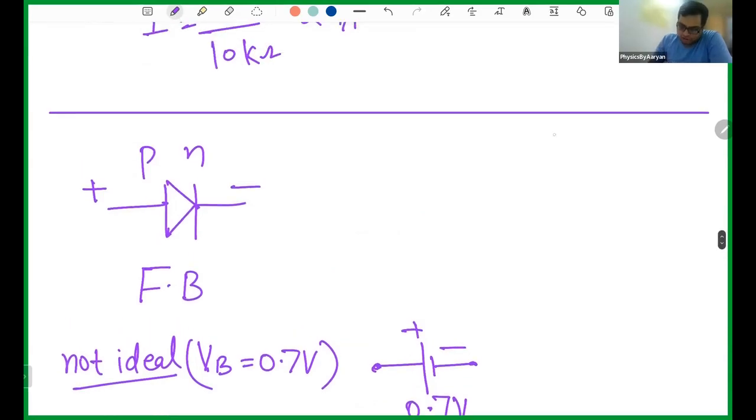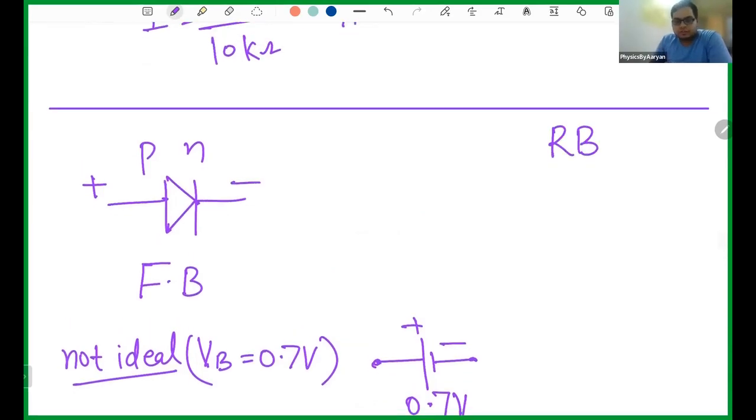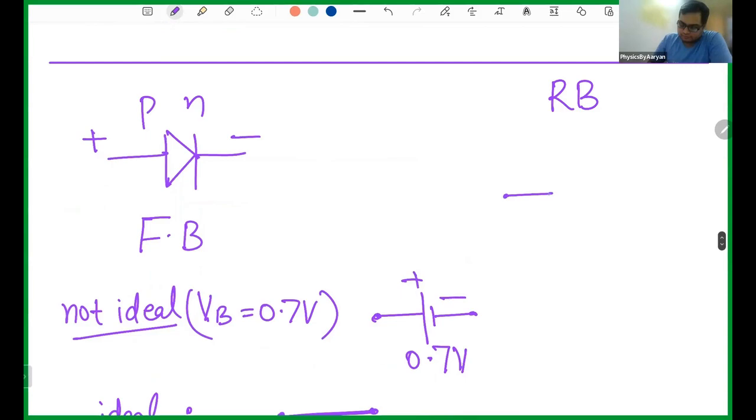But let's say your diode is reverse biased. Then you simply open your circuit. Means no current is flowing. No current can flow because it's an open circuit. So many people think that whenever the circuit is open, there is no potential difference. No, this is not true. Potential difference can be there, but current is not, because the circuit is not closed.